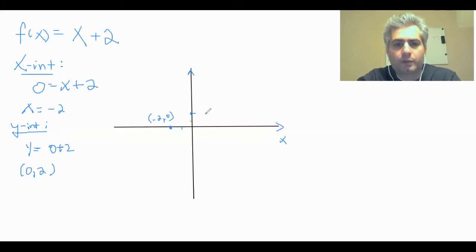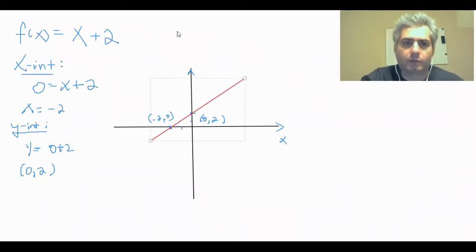Okay, so now I'm going to draw a line that passes through these 2 points. So this is 0, 2. Draw a line. There we go. And we use a different color, I guess, and pass the line through these 2 points. So this is an approximate line, a linear function that passes through these 2 points.